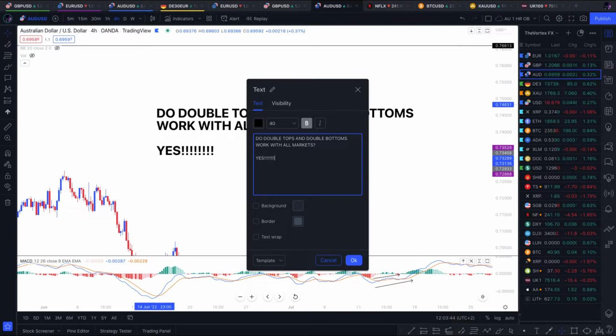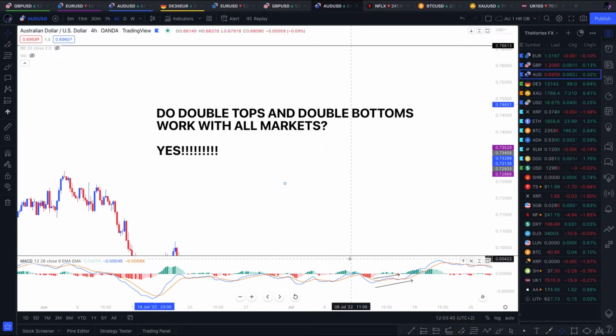Yes, 1,000 times. Double tops and double bottoms work with all markets, every single market. It does not matter what you are trading. From the most obscure meme coin to soybeans, it does not matter. Double tops and double bottoms work with every single possible market. And today we are just going to be going over 5 quick examples to prove to you guys that these patterns exist across the entire financial spectrum.